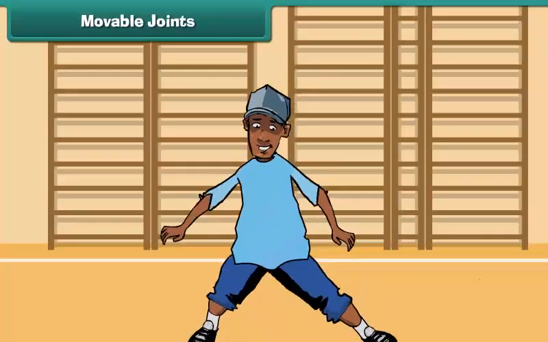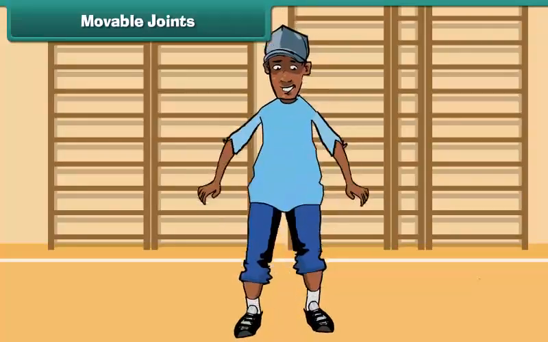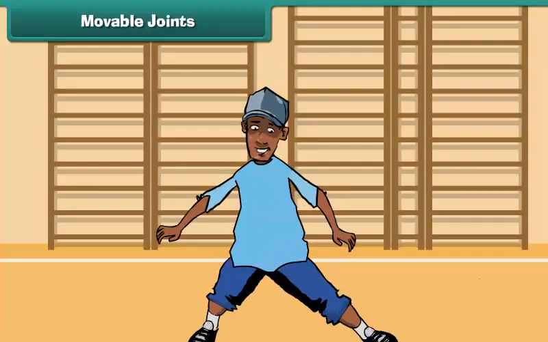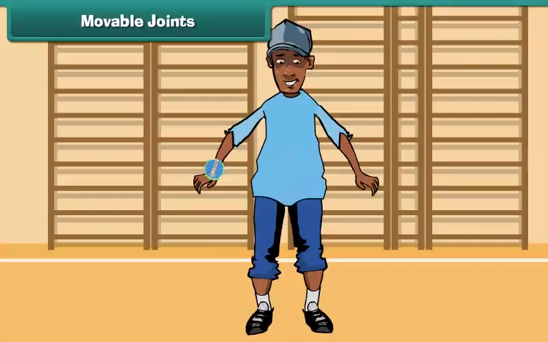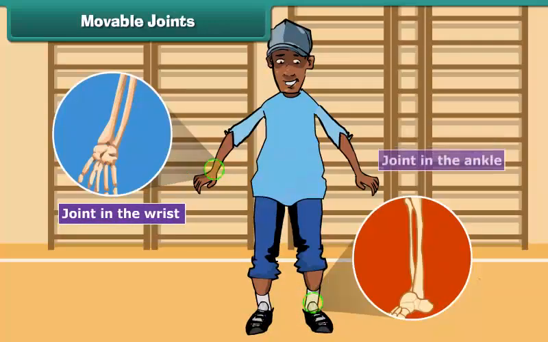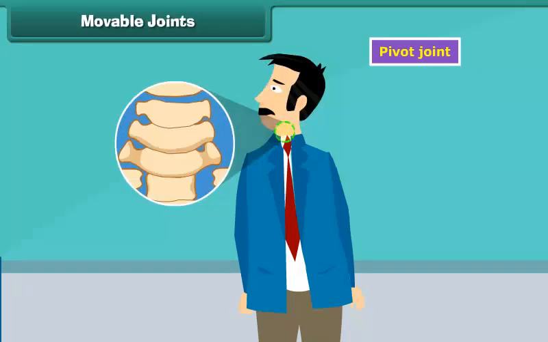Friends, have you ever noticed that we can move our hands and our feet in different ways? The joints which allow such movements are called the gliding joints. Joints in the wrist and the ankle are the examples of these joints. Pivot joint. Our neck allows us to turn our head on both sides. Have you ever wondered what makes this possible? This is possible because of the pivot joint.